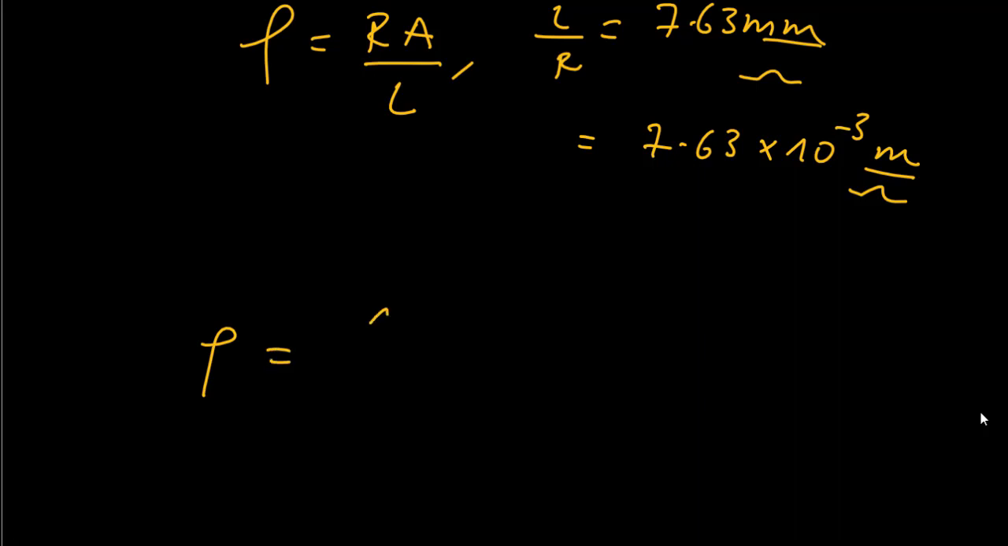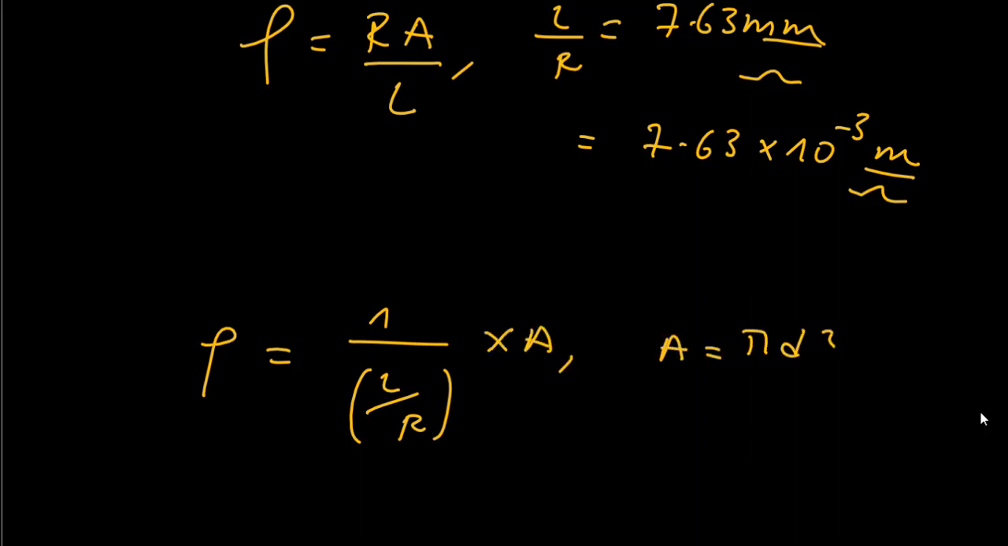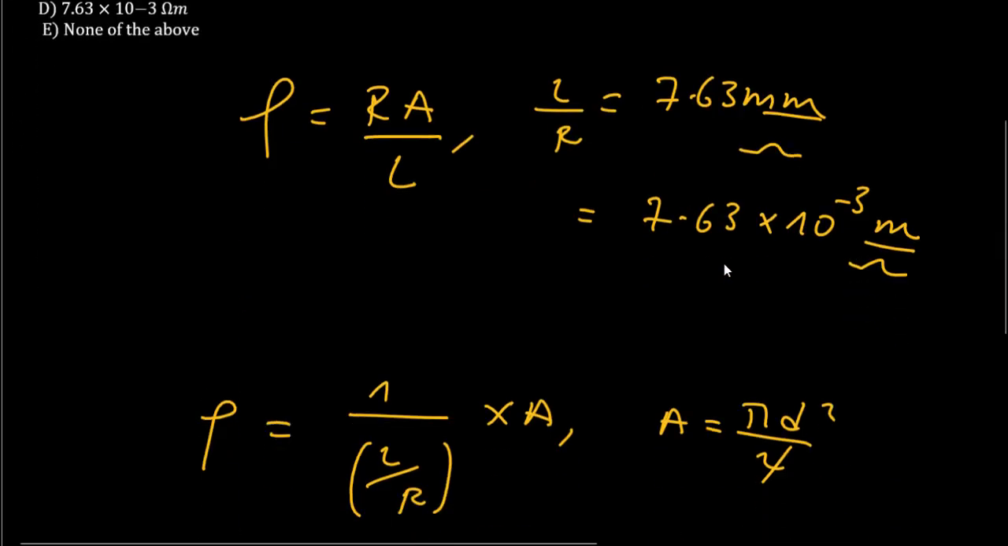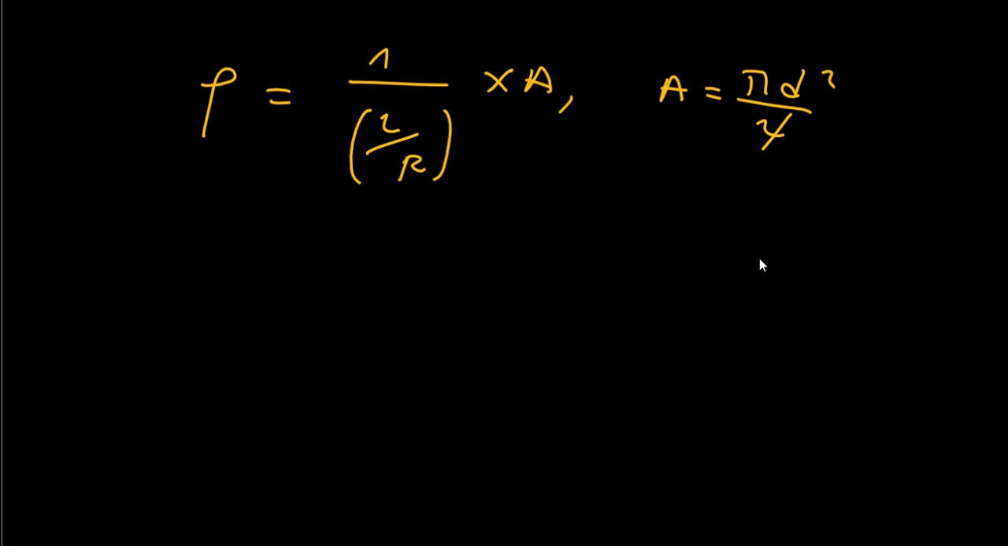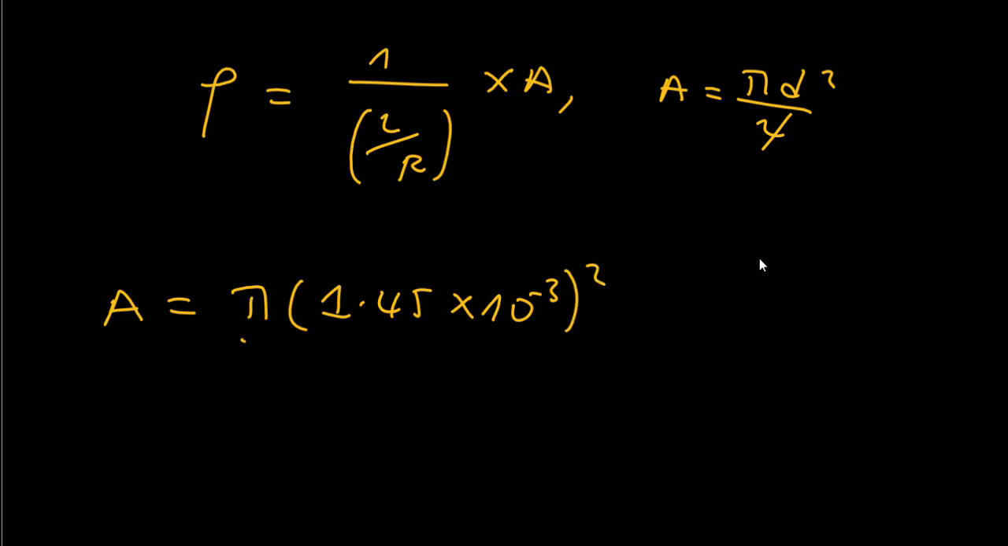So R over L is 1 divided by L over R, all of this times the cross-sectional area A, and the cross-sectional area of the wire is given by pi diameter squared divided by 4, and the diameter was given to be 1.45 millimeters. And so the cross-sectional area of the wire A will be equal to pi times 1.45 times 10 to the negative 3, all of that squared in SI units, divided by 4.